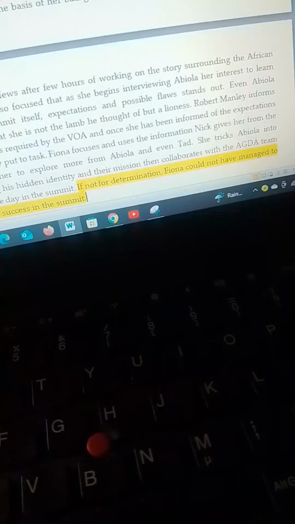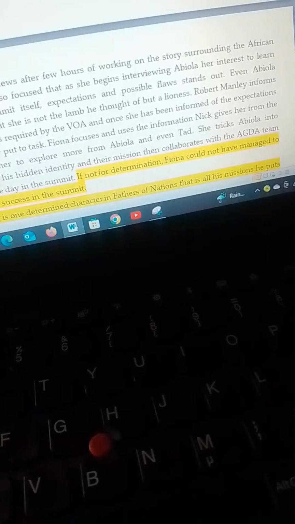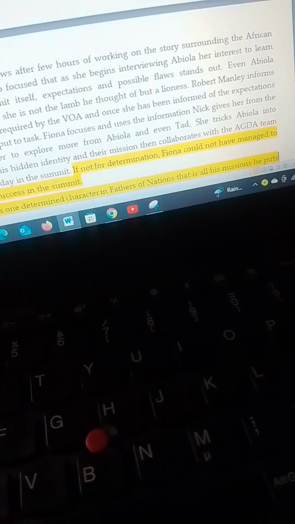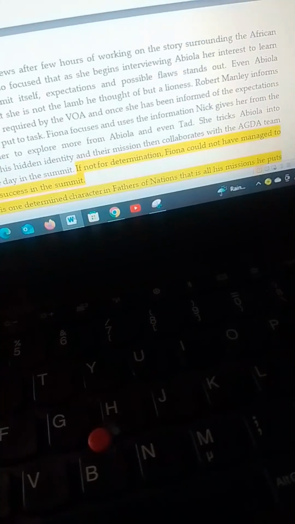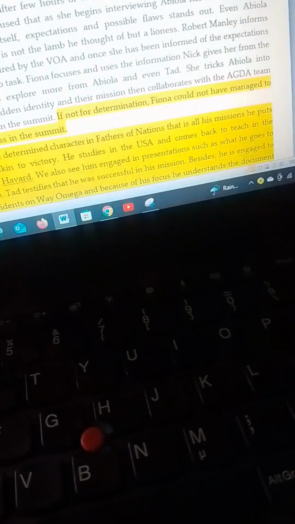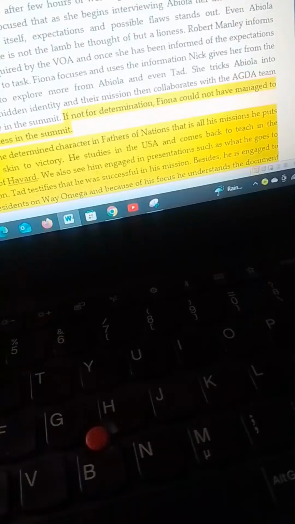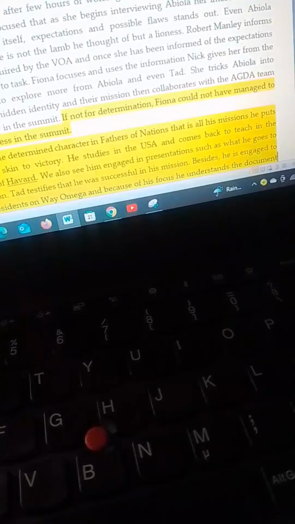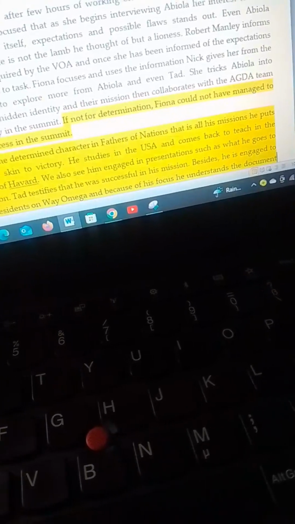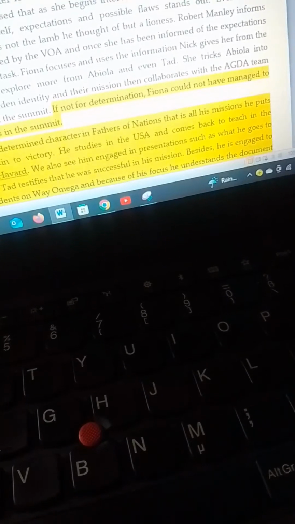Determination and focus give Fiona a chance to work successfully with VOA and score her in her mission. On the basis of her background and devotion, Fiona is loaned by VOA from Gambian News after a few hours of working on the story surrounding the African Summit. She is so focused that as she begins interviewing Abiola, her interest to learn about the summit itself, expectations and possible flaws stands out. Even Abiola appreciates that she is not a lamb, he thought, but a lioness.